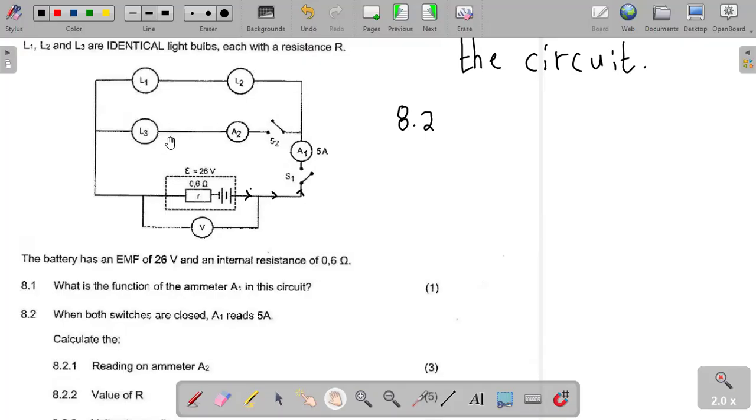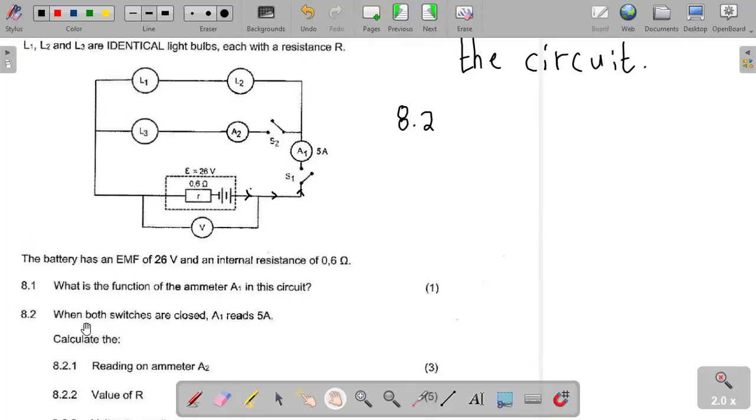So we can imagine that this 5 amperes will be divided into 3 parts. Then 2 parts will go this side through L3, and one part will go through L1 and L2.